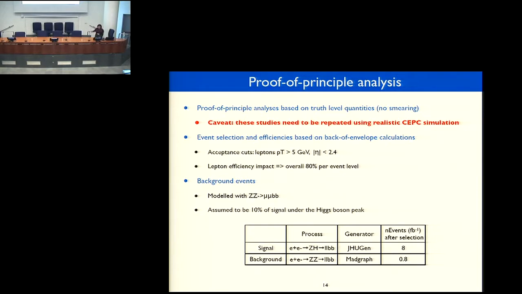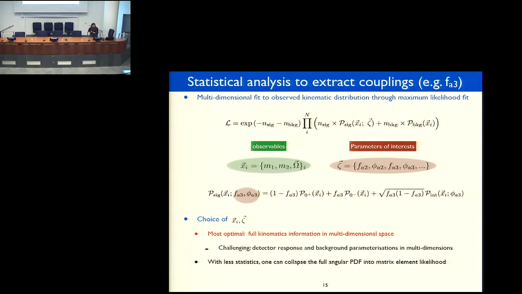All right, so I'll skip all the details, but the information we start with is roughly about 8 events per inverse femtobarn for the Higgs ZH to 2 lepton 2b, and then we assume about 10% background. Okay, so how do we do that? What we do is referred to as the multi-dimensional likelihood fits, which has been done, as I said earlier, in a lot of E+ E- B factories.